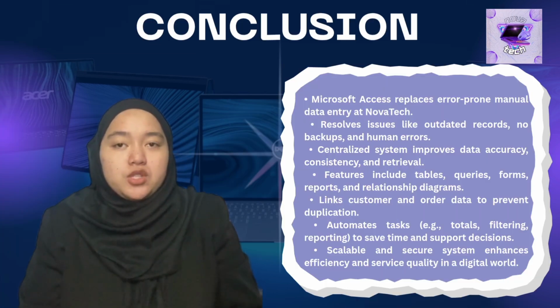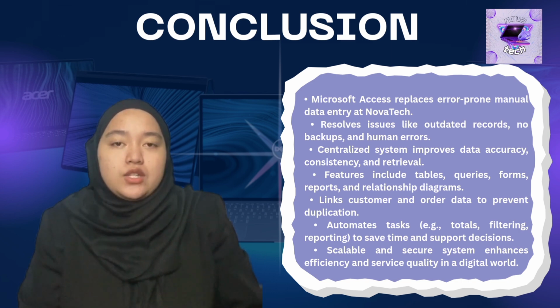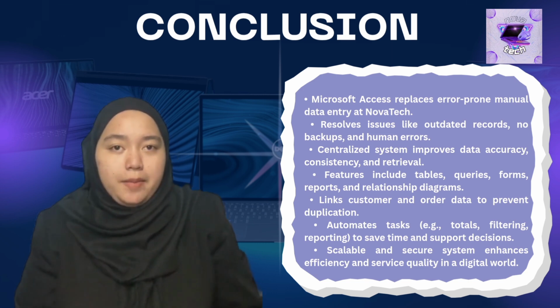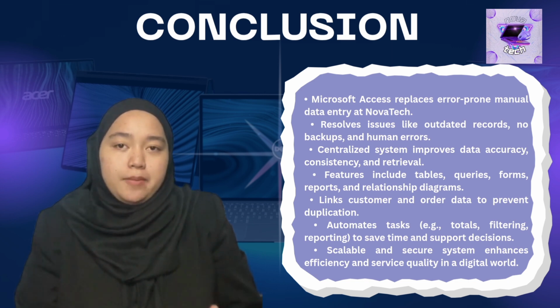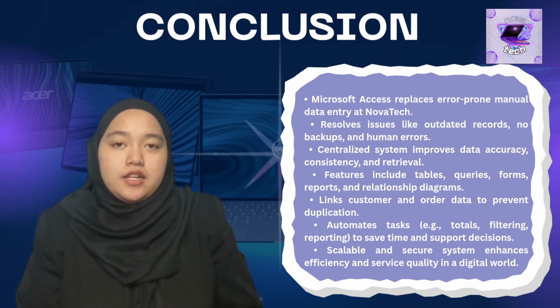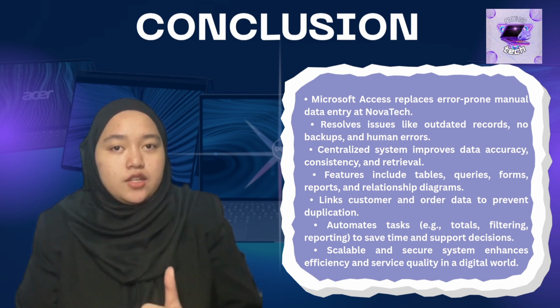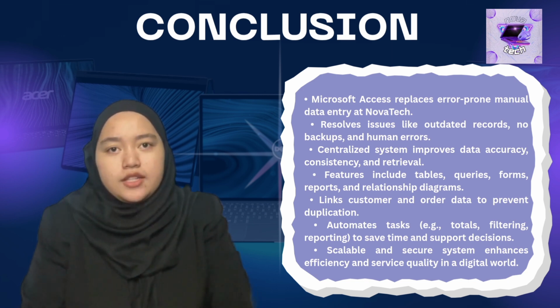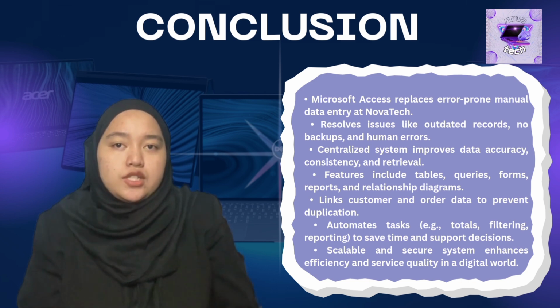In conclusion, Microsoft Access has replaced NovaTech's error-prone manual data entry system, solving issues like outdated records, lack of backups, and human error. With a centralized database, data is now more accurate, consistent, and easy to retrieve. Tools like tables, queries, forms, reports, and relationship diagrams help organize and connect customer and order information effectively. Automating tasks such as calculations, filtering, and reporting saves time and improves decision-making. Overall, this system offers a scalable, secure solution that boosts efficiency and service quality in today's digital world.